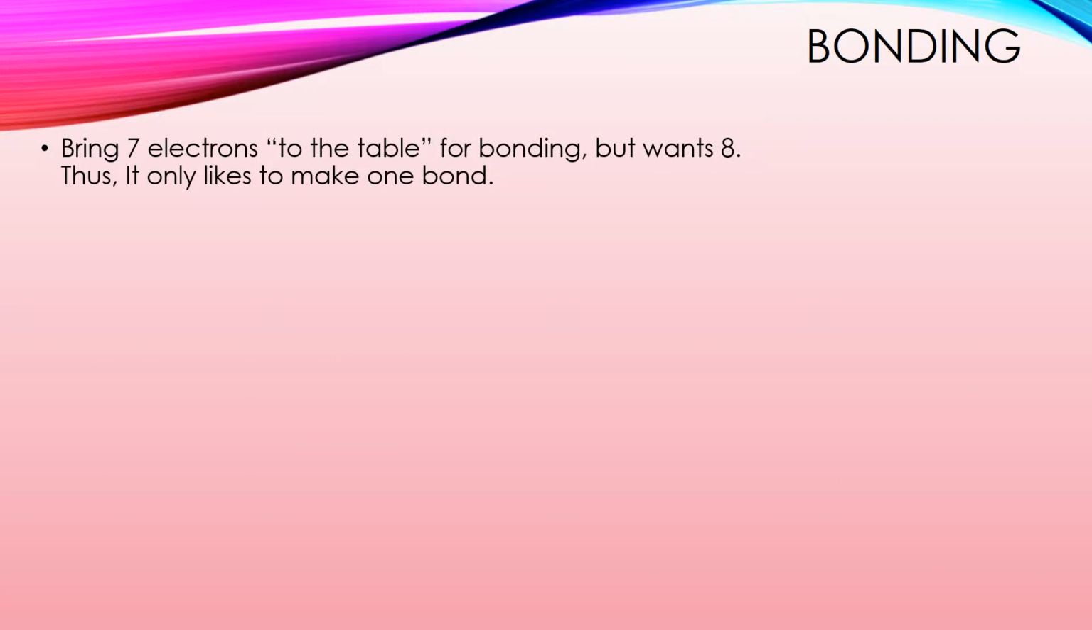Moving on, as for bonding structures, because I am a halogen, I bring 7 electrons to the table, so to speak, for bonding. However, I would prefer a perfect octet, meaning 8, so I only need 1 more.